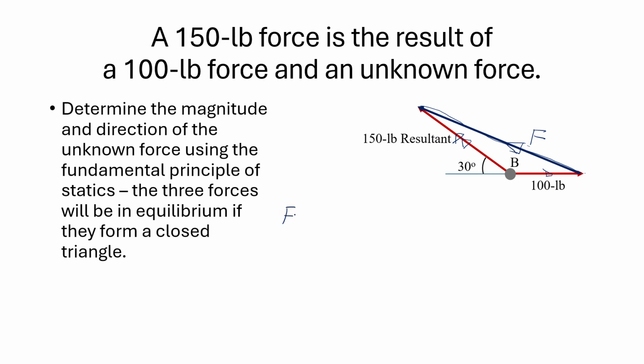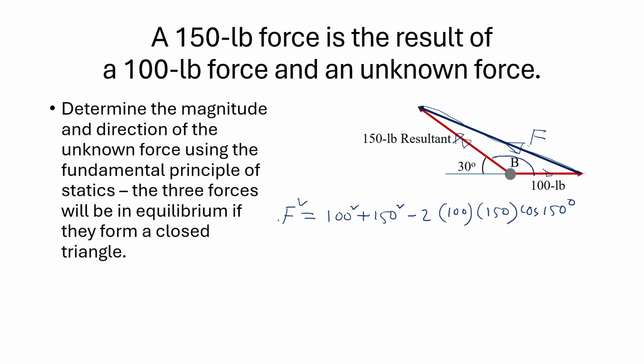Simply, if you can apply the cosine law, which is F squared is equal to this 100 squared plus 150 squared minus 2 times 100 times 150 times the cosine of the angle between this 100 and 150. So once you form the triangle, you really don't have to think about which one is the resultant of what.